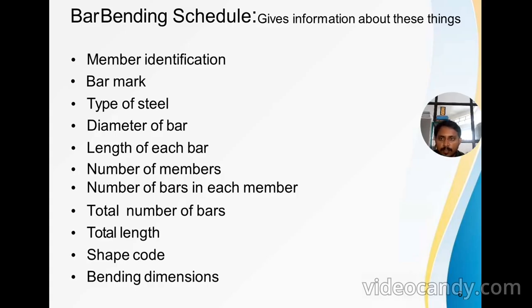Member identification, bar mark, and type of steel selected. We already discussed the type of steel, which is mild steel or HYSD steel bar. Then the diameter of the steel bar, how much diameter of the steel bar is selected.